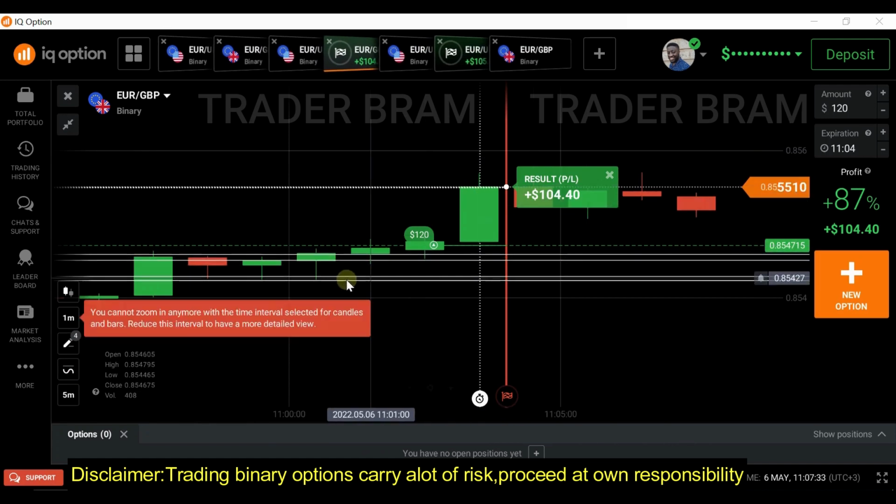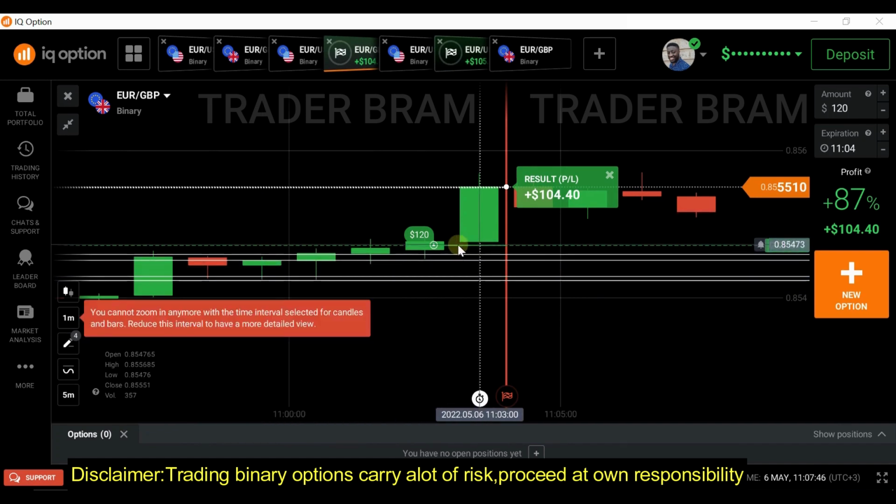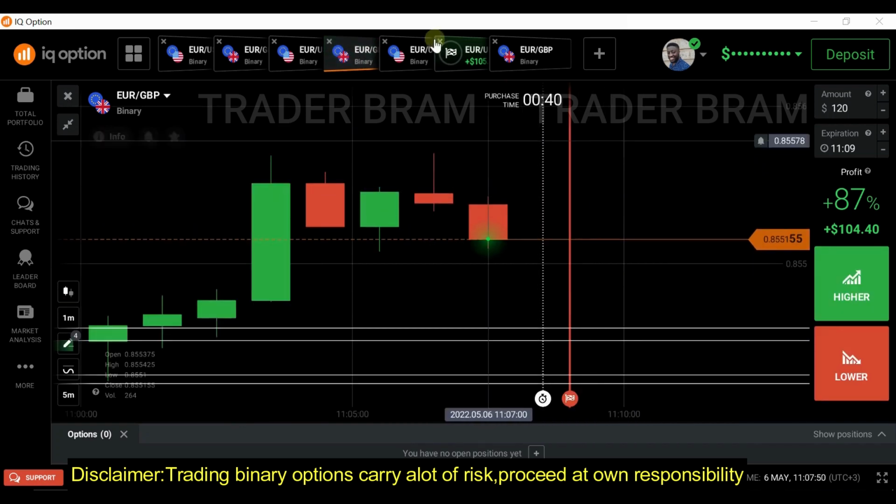On this other trade, I did a call option because after this retracement candle, we started going up above our level of support and resistance. This is our level of support and resistance. So I expected the market to continue with the trend. That's why I did a call option for the next candle, and we won that trade.